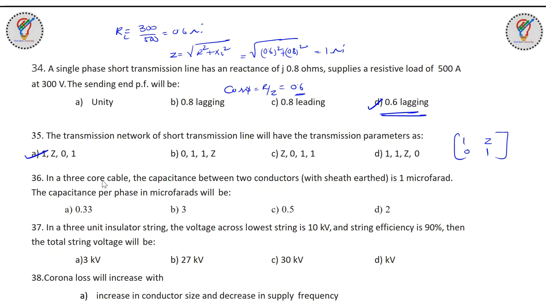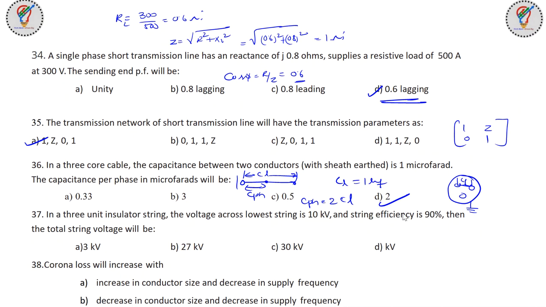Next one. In a 3-core cable, the capacitance between the two conductors with the sheath earthed is 1 microfarad. Here 3 conductors are there, and the sheath is earthed. Now the capacitance between the two conductors is CL, which is 1 microfarad. Now what about the capacitance per phase? Generally the capacitance is divided into two parts; the half value is CPH. So CPH is equal to 2 times CL. So the answer is D.